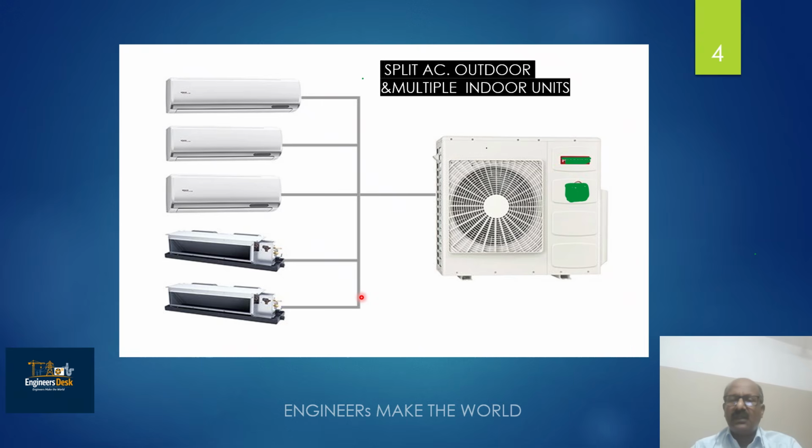In split AC, this type of arrangement is also possible, where one outdoor unit will be there and multiple indoor units can be connected. But the problem is that here the temperature cannot be different in different rooms. Generally, one indoor unit will be in one room and another in another room, but temperature cannot be controlled in different ways. If we set one temperature and any one indoor unit attains that temperature, automatically the outdoor unit compressor will shut down. Then different temperatures cannot be achieved in a split unit system.